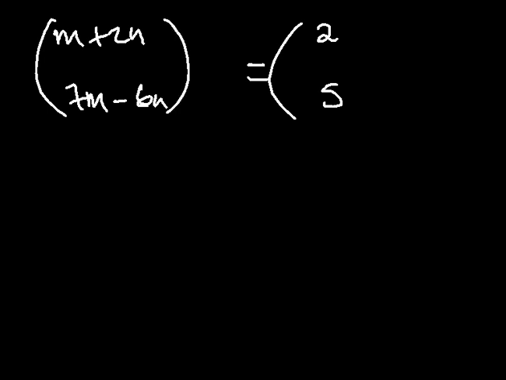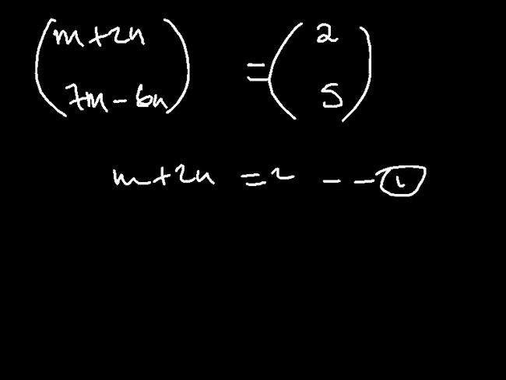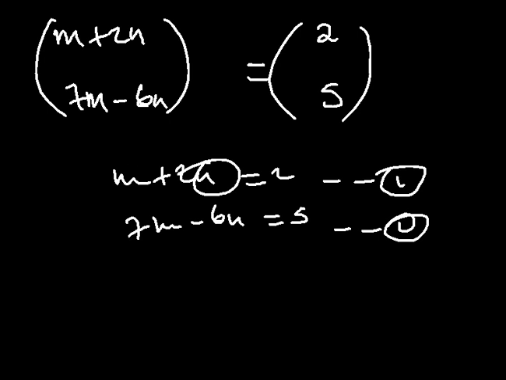Let's say this is the case, and I wish to solve for the values of M as well as N. So in this case this is a 2 by 1 matrix, and this is also a 2 by 1 matrix. They're of the same order. So using the equivalent theorem we'll have M plus 2N, which is equal to 2. That is equation 1, since M as well as N are the unknown variables. Then 7M minus 6N is equal to 5. That is equation 2. Now you can solve for N as well as M simultaneously, by either the substitution method or the elimination method.